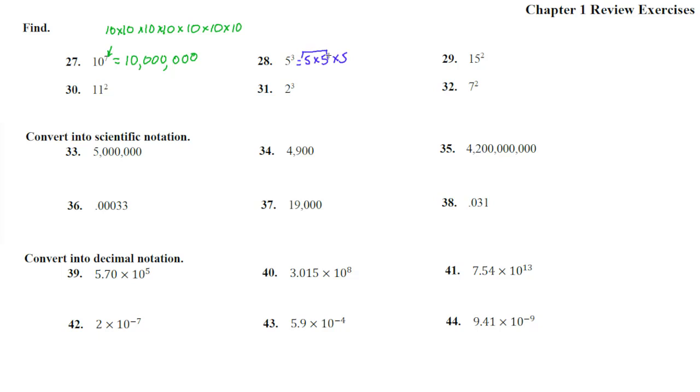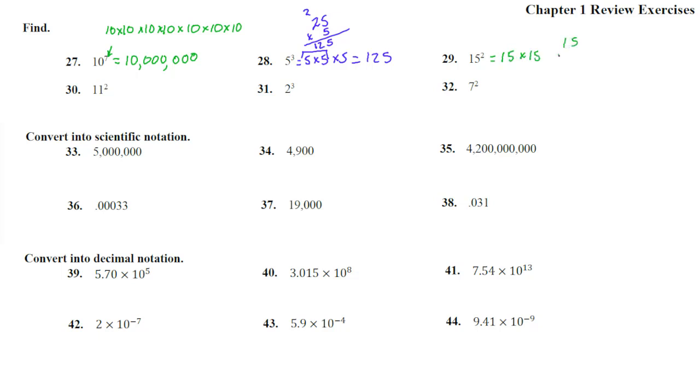So that is 25, we know that one, 25 times 5. 5 times 5 is 25. 5 times 2 is 10, plus 2 is 12. So that is going to equal 125. Number 29. 15 to the second power, or squared, that's going to be 15 times 15.